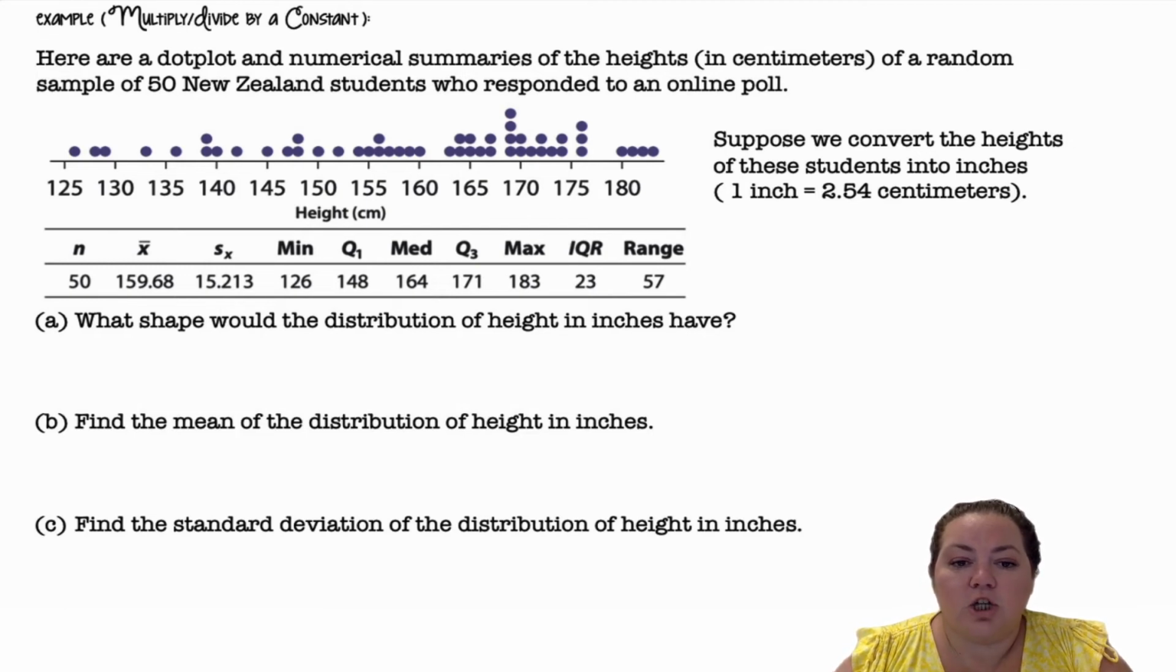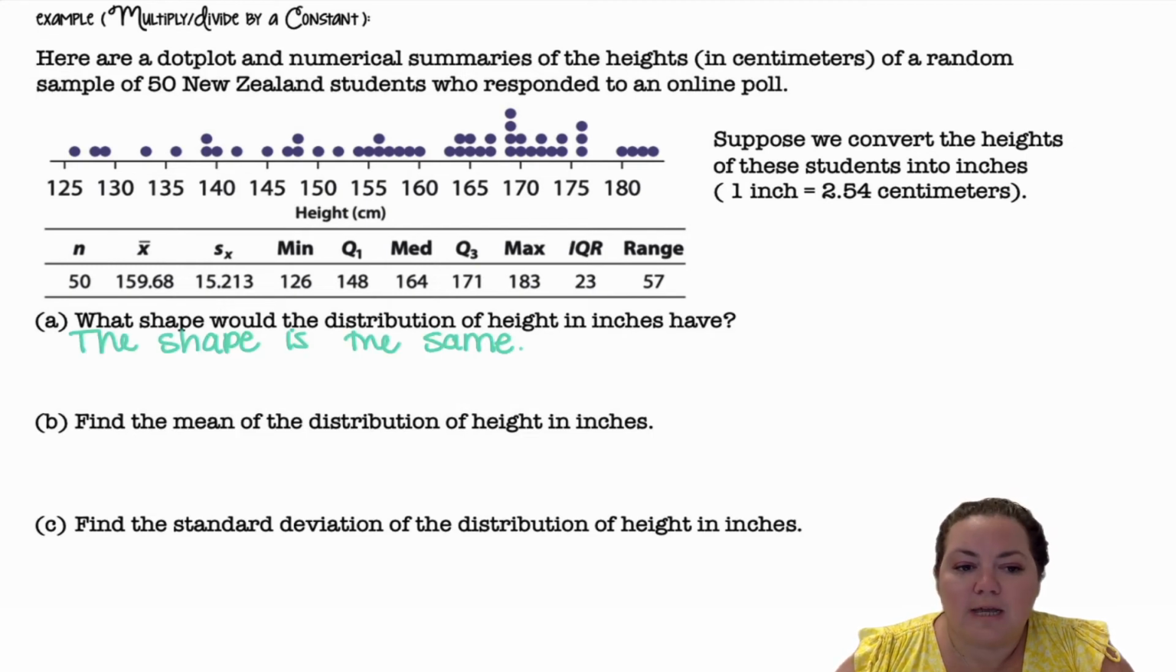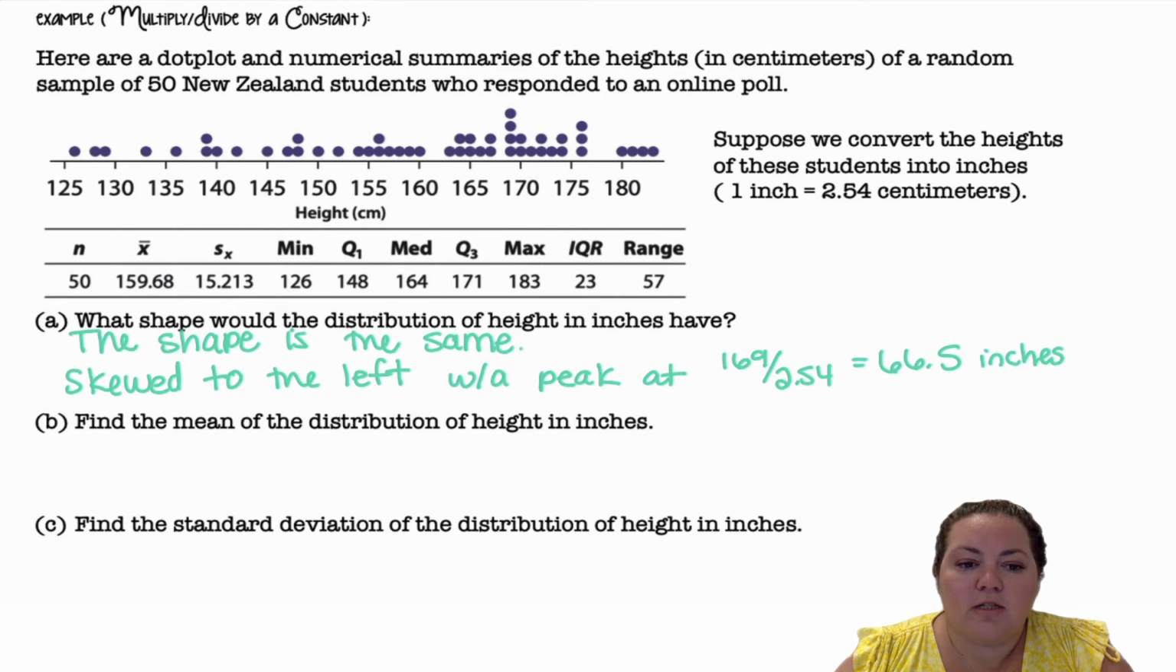Okay, so in order to change these, I would have to go from centimeters to inches, so I'd have to divide by 2.54, but my shape would stay the same. Okay, so I can see this is skewed to the left a little with a peak at like 169, but I'm changing it to inches, so divide by 2.54, which would be 66.5 inches.